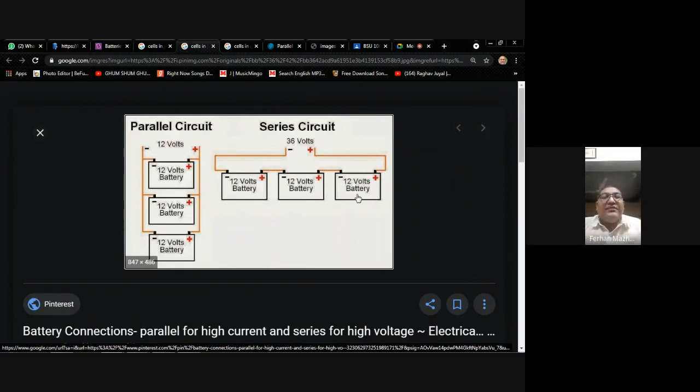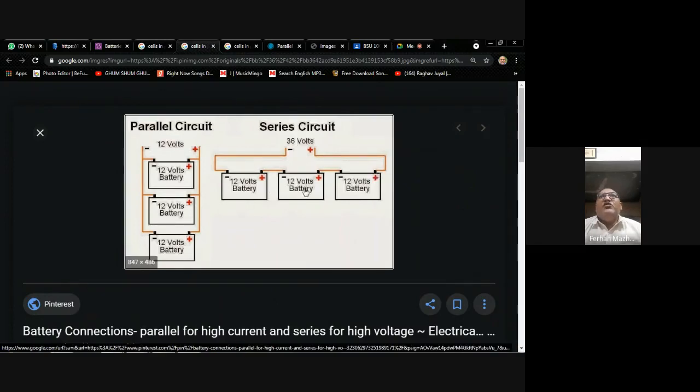So when you connect them, here you can see we have a battery. It's a 12 volt battery. This battery is also a 12 volt battery. This battery is also a 12 volt battery. If I connect them in such a way, let's start from here. The positive of this is connected with the negative of battery number 2. The positive of battery number 2 is connected with the negative of battery number 3. And the negative of battery number 1 and the positive of battery number 3 are taken out.